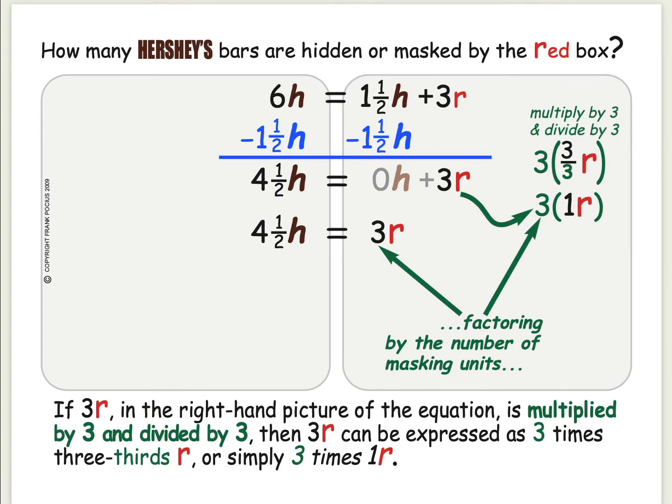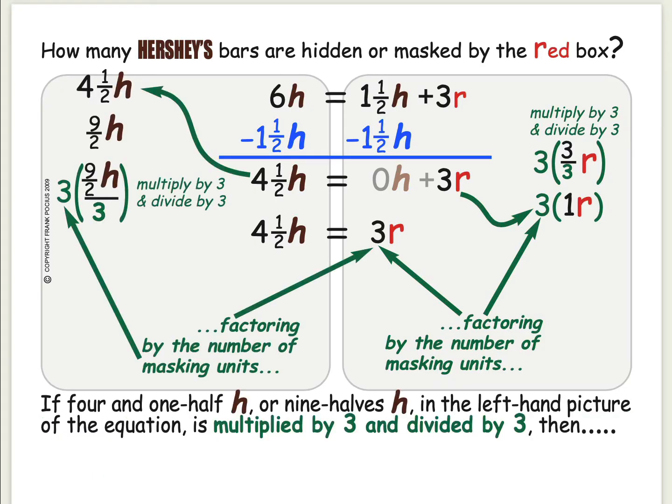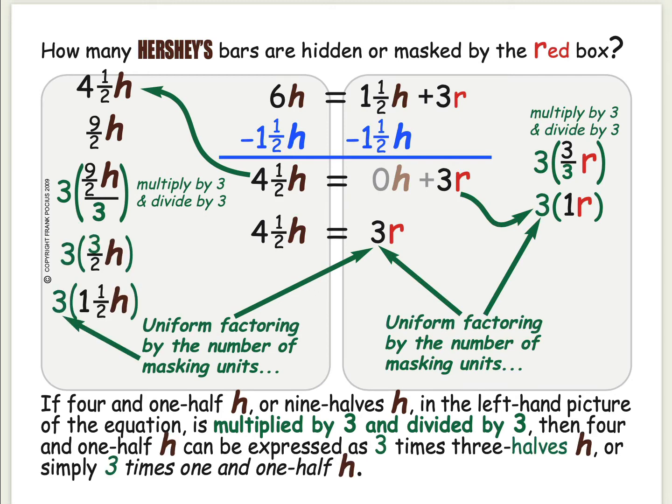If 3R in the right-hand picture of the equation is multiplied by 3 and divided by 3, then 3R can be expressed as 3 times 3/3 R, or simply 3 times 1R. If 4 1/2 H, or 9/2 H, in the left-hand picture of the equation is multiplied by 3 and divided by 3, then 4 1/2 H can be expressed as 3 times 3/2 H, or simply 3 times 1 1/2 H.